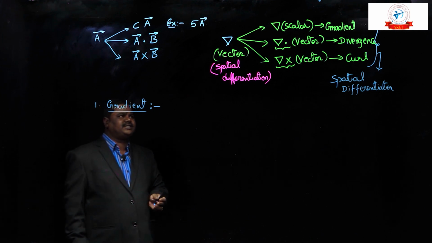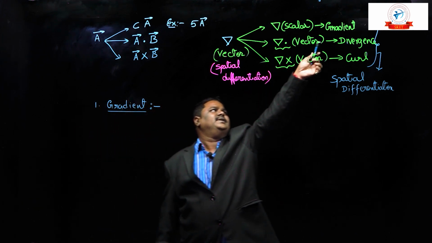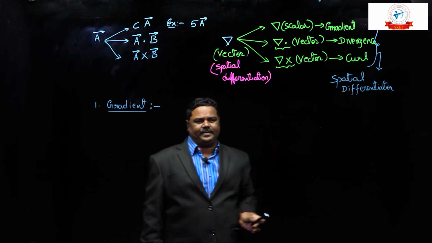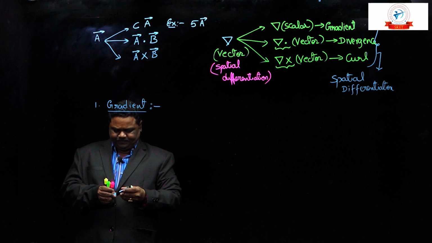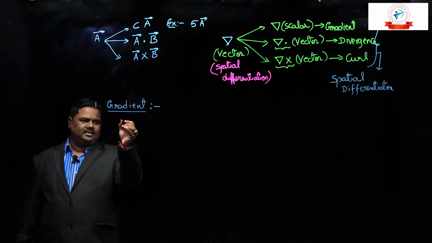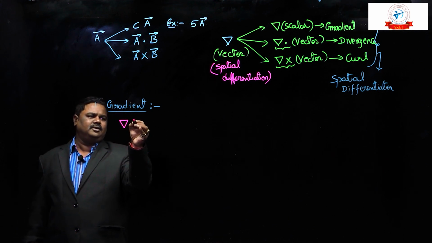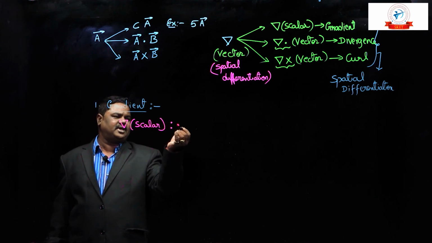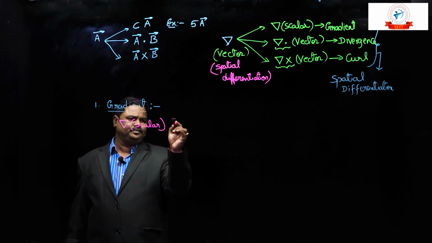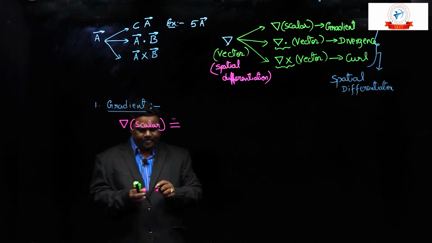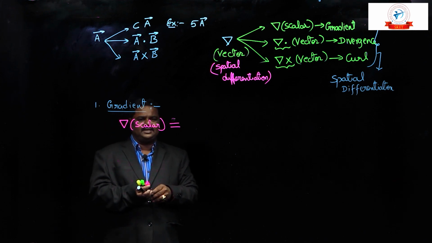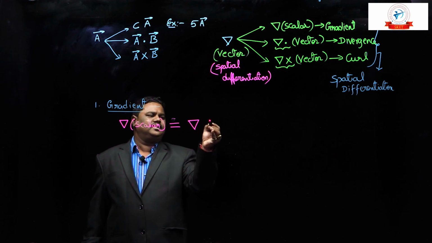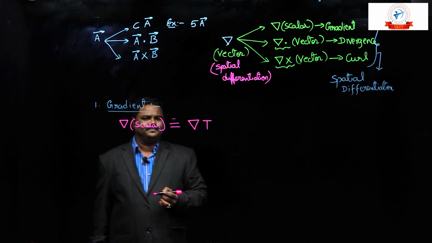Just see here how we have defined gradient. The gradient is nothing but the multiplication of a del vector and any scalar field. So let us consider this del vector multiplied with any scalar field. Now here let us consider a scalar field, temperature. Temperature is a scalar field. I consider temperature as T.